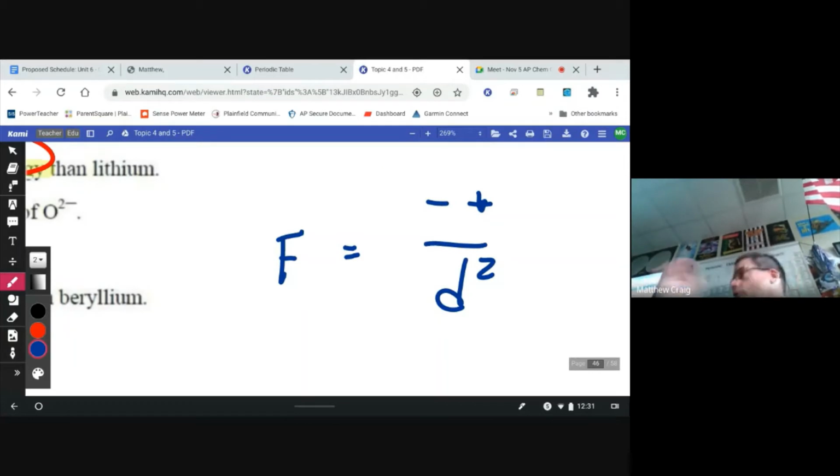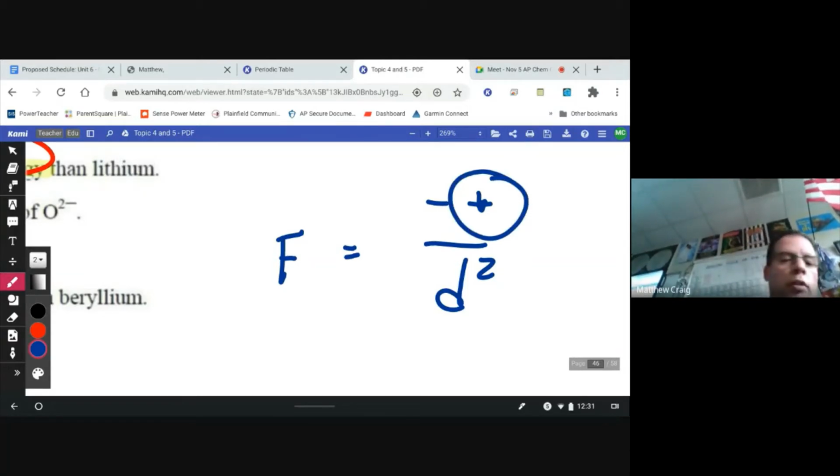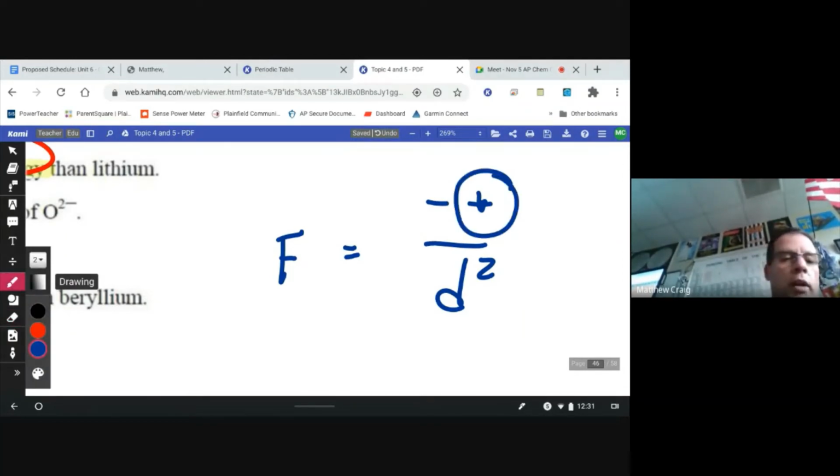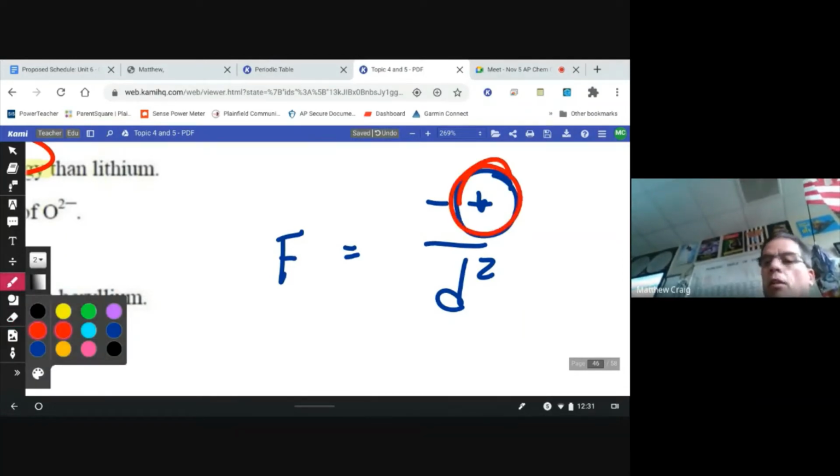Why? Or zinc is smaller. Which one do you want to talk about? Zinc being smaller or calcium being larger? I like zinc being smaller. So now we can focus on what aspect of the nucleus. Oh my goodness. The nuclear charge.